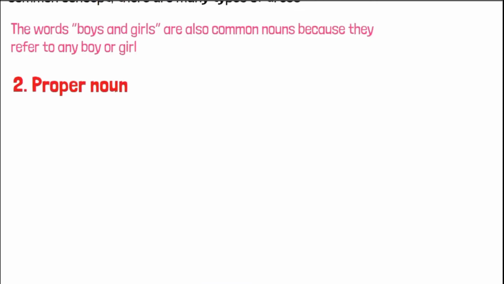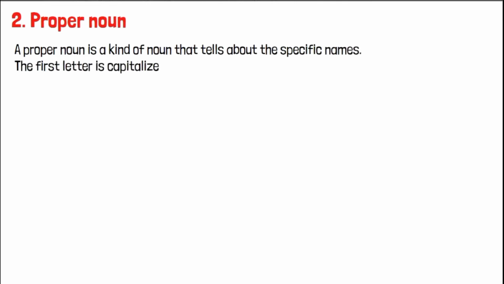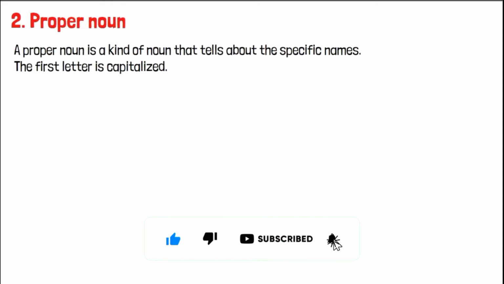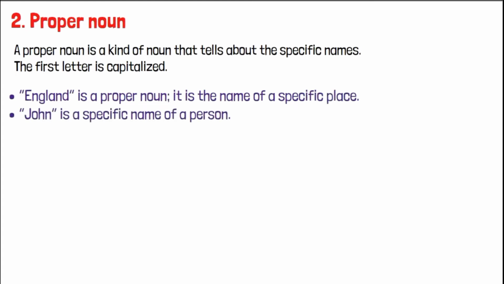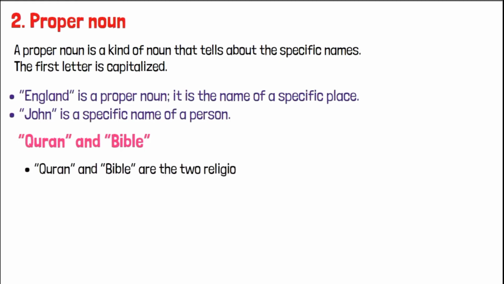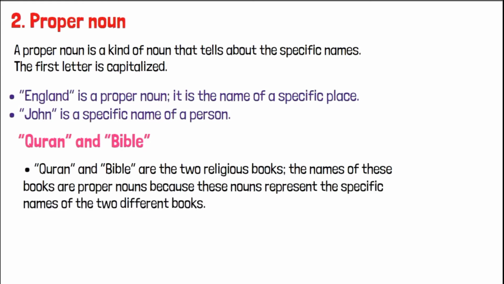Proper noun. A proper noun is a kind of noun that tells about the specific names. In the English written language, the first letter of the proper noun is capitalized to distinguish these proper nouns from the common nouns. For instance, England is a proper noun. It is the name of a specific place. John is also a specific name of a person. Quran and Bible are the 2 religious books. The names of these books are proper nouns because these nouns represent the specific name.